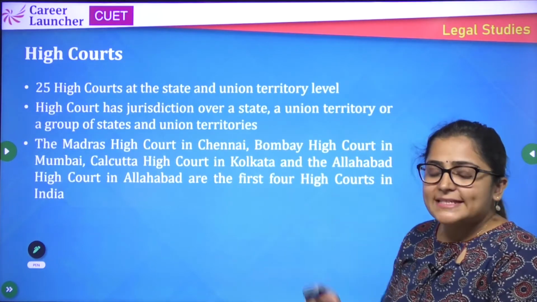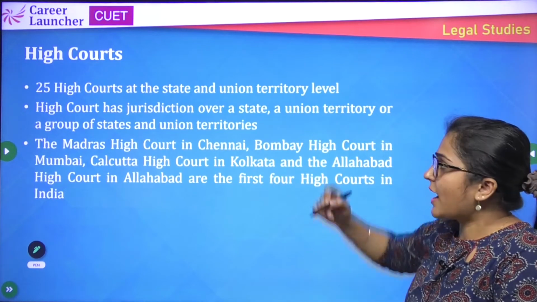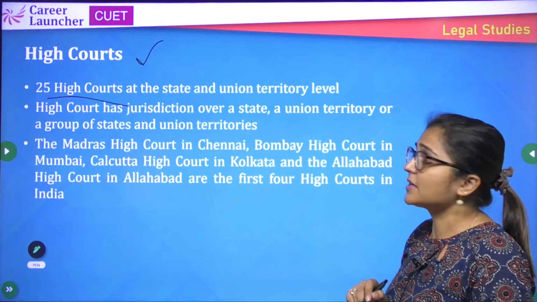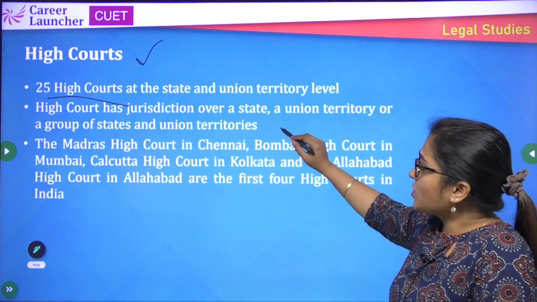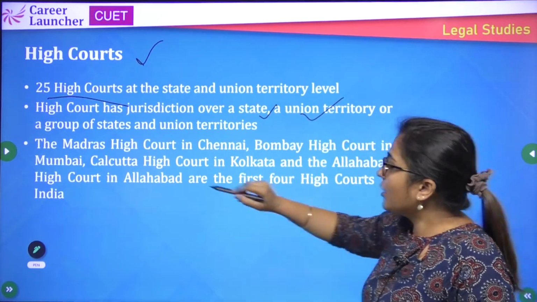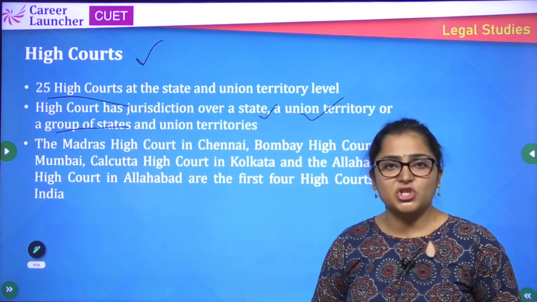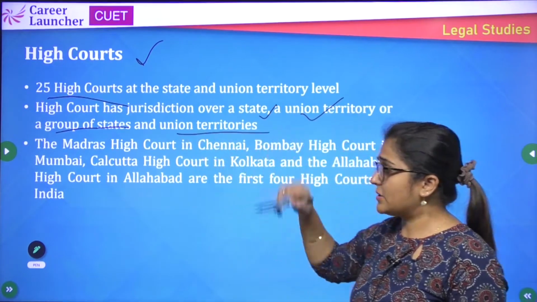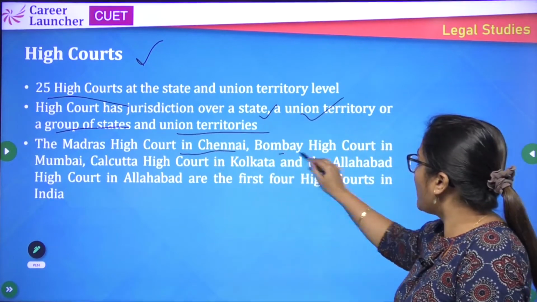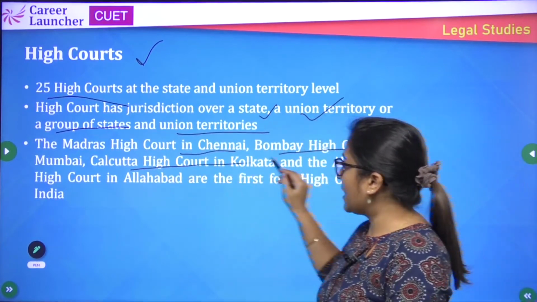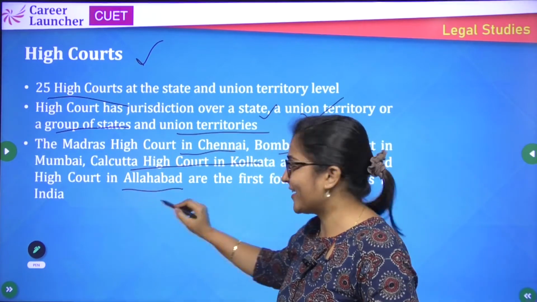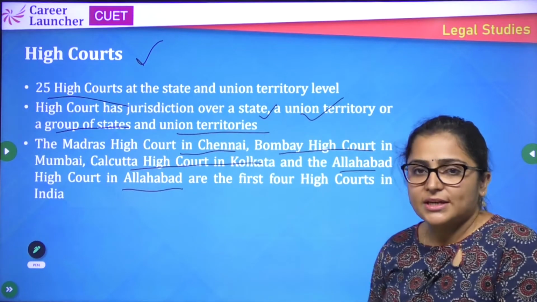Then when we talk about the second in hierarchy, obviously we have high courts, and as discussed, we have right now 25 high courts at the state and union territory level. A high court has jurisdiction over a state, a union territory, or a group of states, as I gave the example of the Punjab and Haryana High Court, and union territories. Madras High Court in Chennai, Bombay High Court in Mumbai, Calcutta High Court in Kolkata, and Allahabad High Court in Prayagraj, now it's Prayagraj, are the first 4 high courts in India.